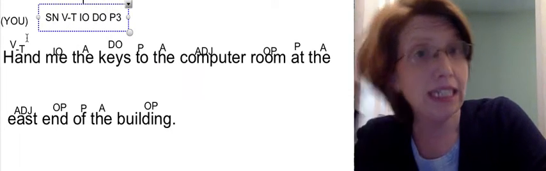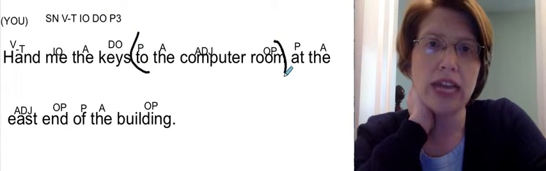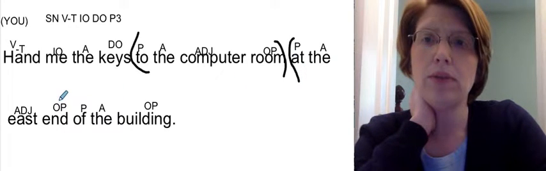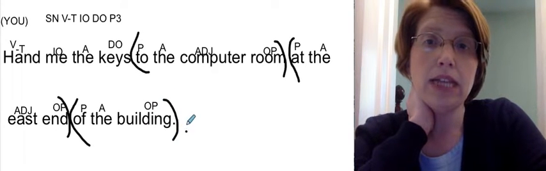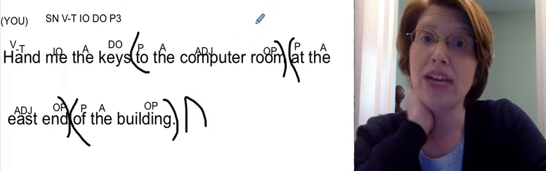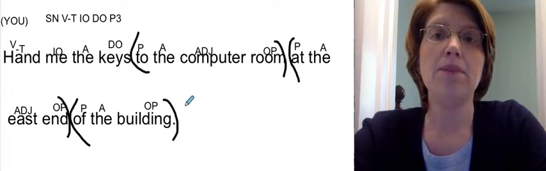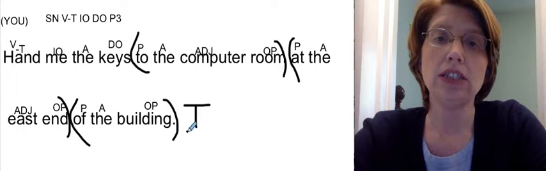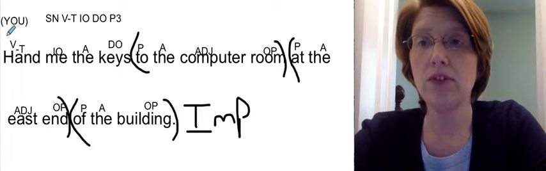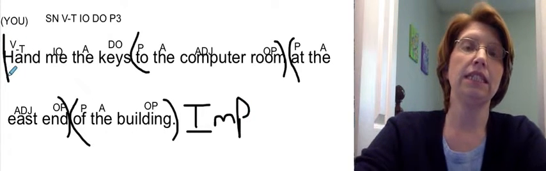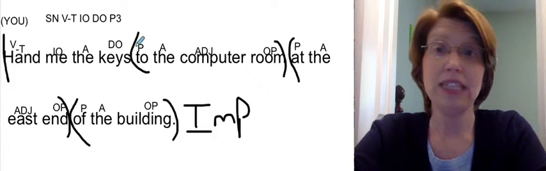Verb transitive, I did it. Check again. To the computer room, prepositional phrase. At the east end, prepositional phrase. Of the building, prepositional phrase. Period, statement, period, command, imperative sentence. Go back to the verb, separate the complete subject from the complete predicate. Is there an adverb exception? No. Is the sentence in natural or inverted order? Natural, no change.